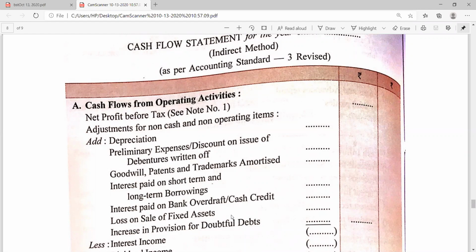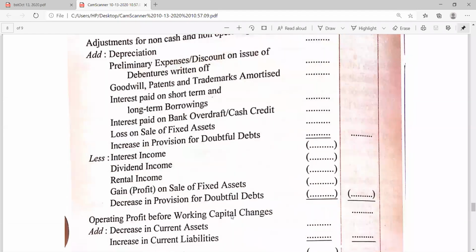All these items are to be added, and less interest income, all the non-operating income or non-cash income that you have received is to be deducted: dividend income, rental income, profit on sale of asset, decrease in provision for doubtful debts. So keep one thing in your mind: the items that are to be deducted in cash flow statement are shown in the bracket. And whatever items are added are shown simply. In a simple form you have to show the amount, but whatever amount is to be deducted in cash flow statement is to be shown in the bracket only.